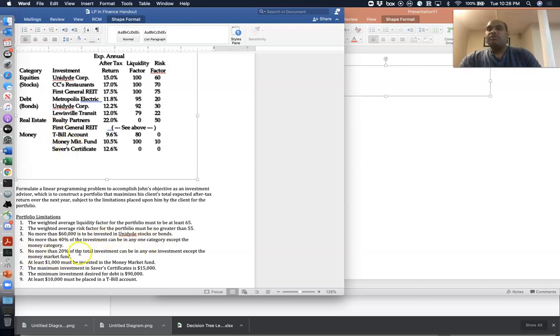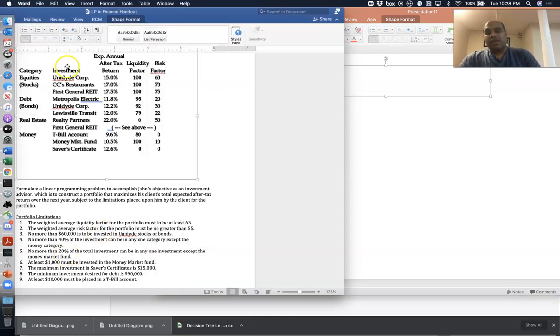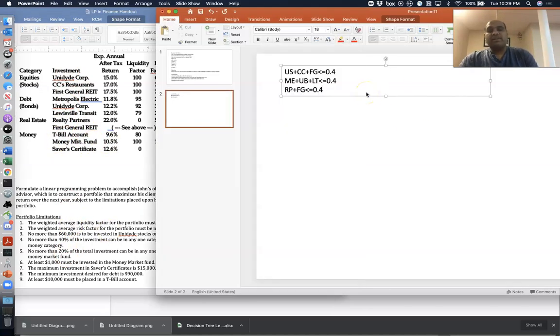So no more than 20% of the total investment can be in any single investment. So now this had three constraints because we didn't have to write one for money. We had to write one constraint for stock, one for bonds, and one for real estate. Similarly, we had to write a constraint for every single investment except for the money market fund, saying that you cannot put more than 20% in any single investment.